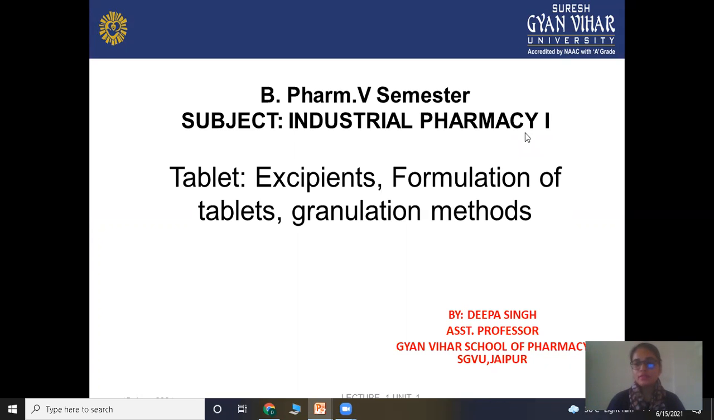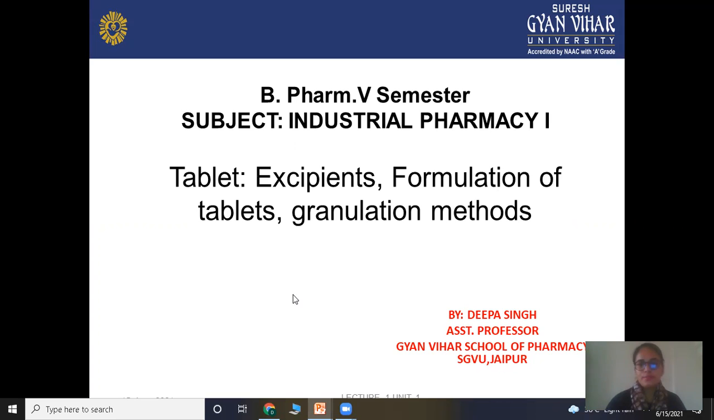In the previous lecture we already covered all the excipients that are used for manufacturing of a tablet. But today we discuss an example which is required for manufacturing or formulation of the tablet. Besides this, we also discuss different techniques for granulation, that is, how to prepare a tablet with the help of different granulation methods. In this topic, we mainly cover dry granulation, wet granulation, and direct compression, which are different methods for formulation of tablets. This is a topic of the second unit of Industrial Pharmacy I, fifth semester.